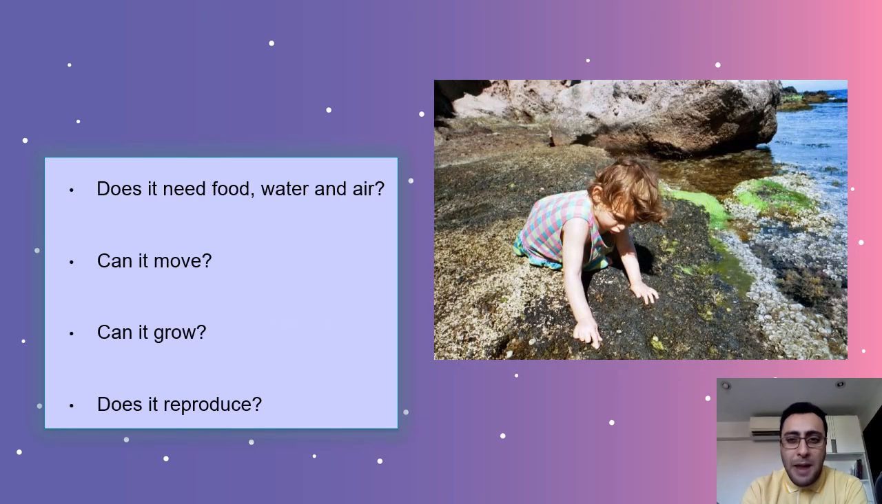Oh, it's a baby. Easy answer. It is a living thing. But before we get there, does it need food, water, and air? Yes. Can it move? Yes. Can it grow? Yes, this baby is going to become a grown person. Does it reproduce? Yes. So, it is a living thing.